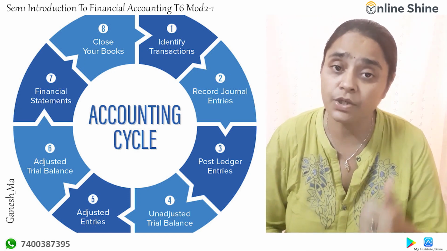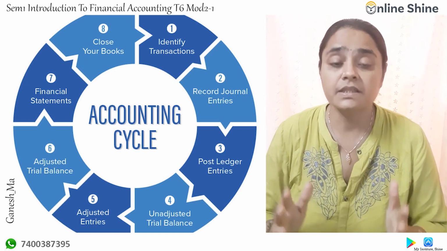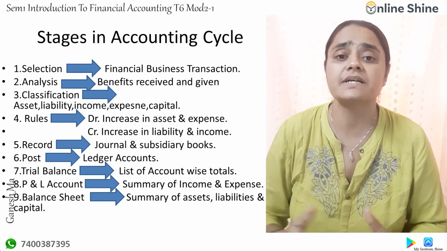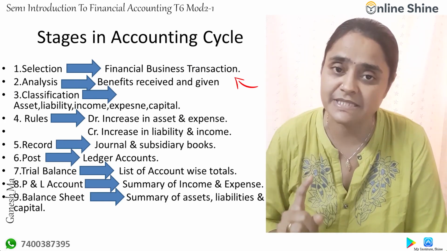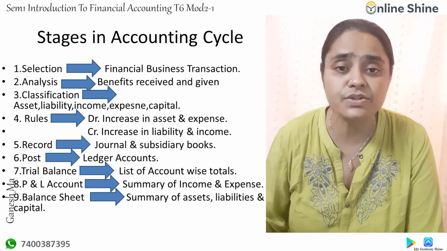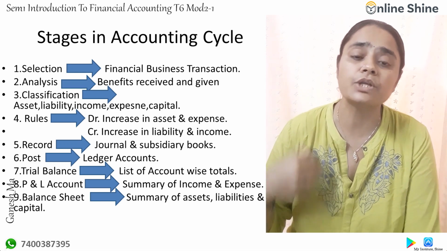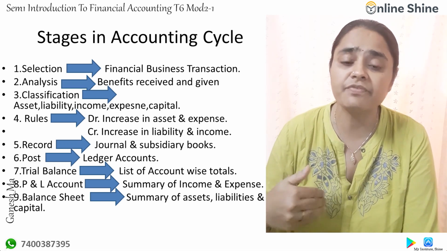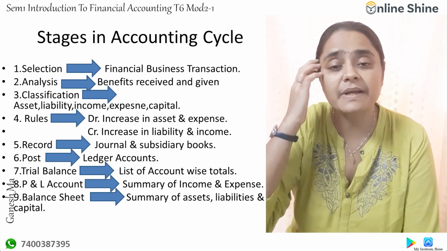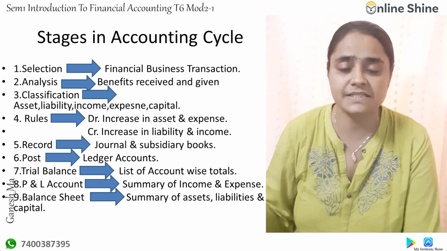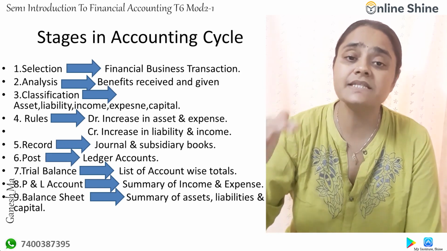The first one in your accounting cycle, stage number 1, is selection. Here you have to select the business transaction, or for recording a transaction, your transaction should be a financial business transaction. Second stage is analysis of the transaction. That means in analysis you have to see whether you are receiving any benefits or giving any benefits. So are you a receiver of the benefit or a giver of the benefit? The third stage is classification. The transaction will be classified, or the account will be classified, either as an asset or a liability or an income or an expense. So first is selection, analysis, classification.